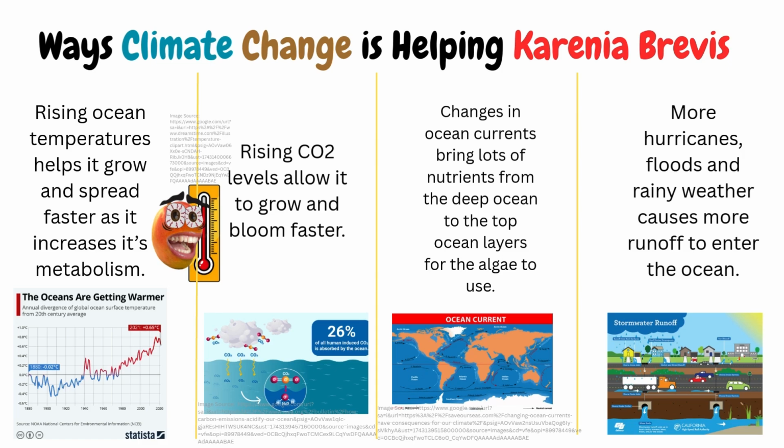Rising ocean temperatures help it grow and spread faster as it increases its metabolism. Rising CO2 levels allow it to grow and bloom faster. Changes in ocean current bring lots of nutrients from the deep ocean to the top ocean layers for the algae to use. More hurricanes, floods, and rainy weather cause more runoff to enter the ocean.